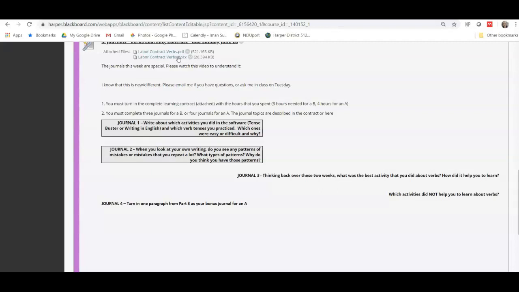So I know this is new and I know this is a different way of doing things. I hope the reasons that we're doing it make sense, but I want to make sure that you let me know if you have any questions or anything that's not clear. So as a reminder, the main goal is for you to just spend time really focusing on verbs and how to improve your use of them in your writing.